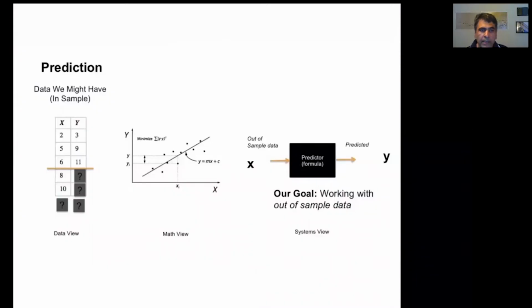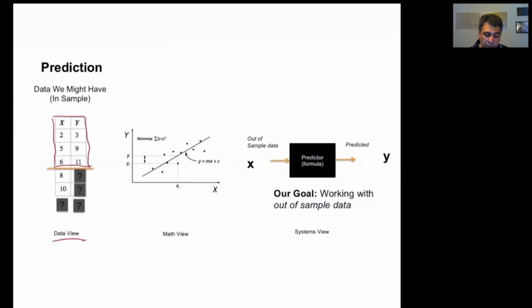So this slide introduces you to three different views of data science. One view is basically what I would call a data view or a table view. The idea is that you've got data and it's in a table. So maybe you have the X and the Y data in a table. That X and Y could be anything. It could be the age and height of different people in the database.